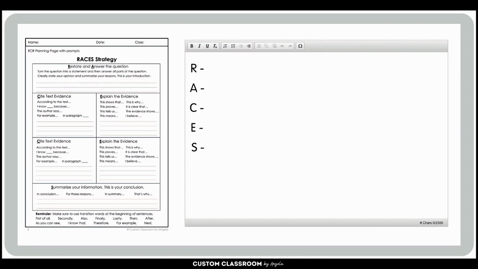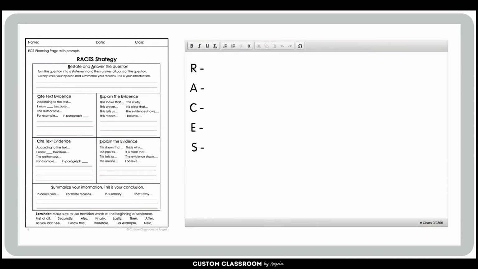Thinking about my RACES strategy planning page, which you can find a link for free to in the description, I will begin to plan out a response online by taking first the letter of each component and putting it into the box. So, for example, R for restating, A for answering the question, C for citing text evidence, E for explaining the evidence, and S for summarizing. If students remember this acronym, then it will help them come testing day to picture this in their mind and remember what each thing is.